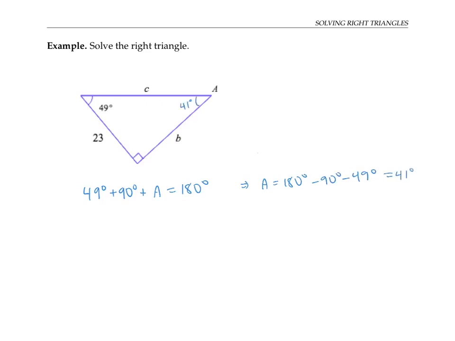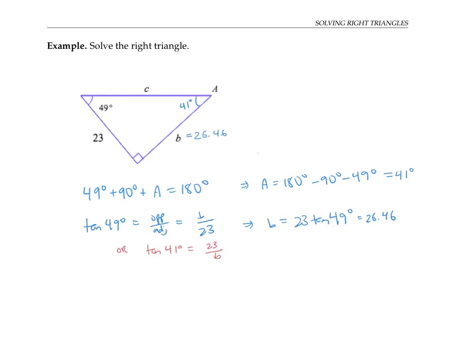To find the length of the side b, we have a couple of possible options. We could use the fact that tan of 49 degrees, which is opposite over adjacent, is b over 23. So b is 23 times tan 49 degrees, which works out to 26.46. Alternatively, we could use the fact that tan of 41 degrees is 23 over b, since now, if we're looking at the angle here, 23 is our opposite and b is our adjacent. That's a little bit harder to solve algebraically, but we can write b tan 41 degrees equals 23, which means that b is 23 divided by tan 41 degrees. With a calculator, that works out again to 26.46.